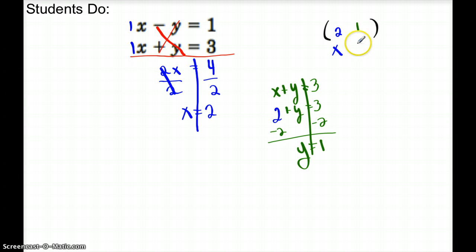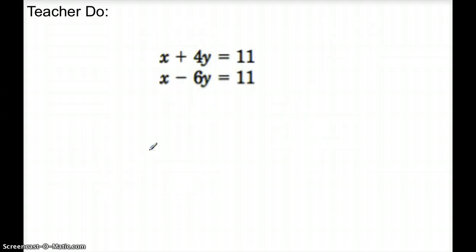Now you can always check your answers to make sure they work. Let's do the first equation. X minus y equals 1. X is 2, then a minus sign. Y is 1, equals 1. And that is a true statement. So I know it works. Check your answers. If you get an answer and you're like, that doesn't seem right, make sure you plug them in or substitute them to make sure they work.